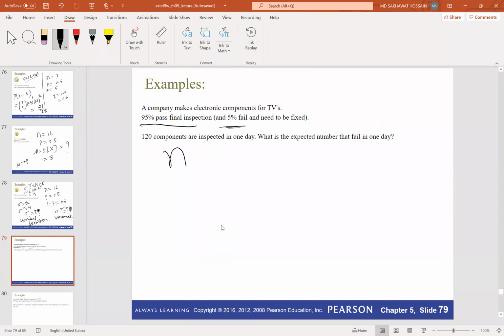Okay. So this is a binomial distribution because what is the number of trials? And what is the value of P? And what is the value of Q or 1 minus P? And we want to find the expected value, so what is the value of mu? Okay, find all of this. Find the value of n, the value of P, the value of Q, and find mu.